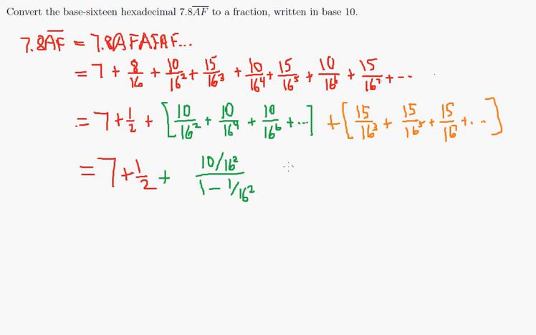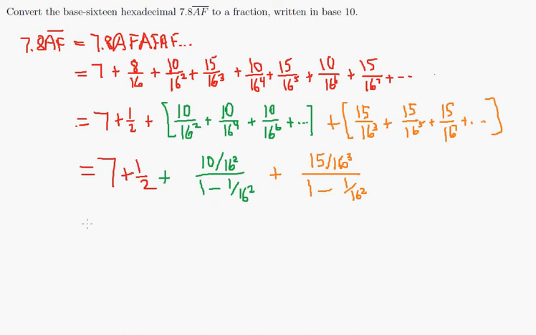And then lastly, for the orange terms, the first term is now 15 over 16 to the third. And the common ratio is once again 1 over 16 squared, because I multiply this first term by 1 over 16 squared to get 16 to the fifth in the bottom, and I multiply by another 1 over 16 squared to get 16 to the seventh in the bottom.